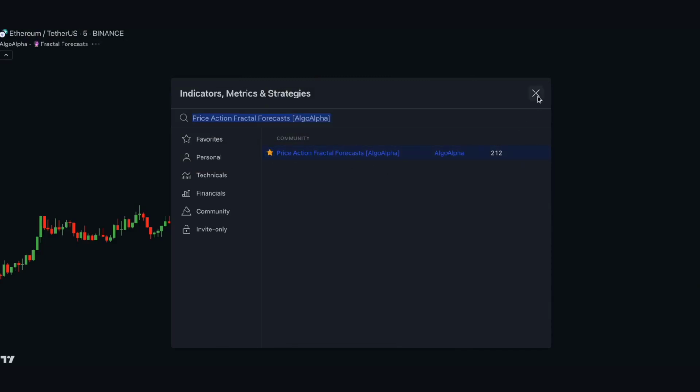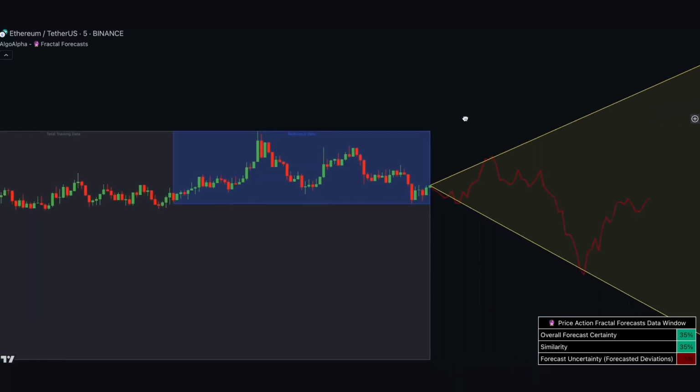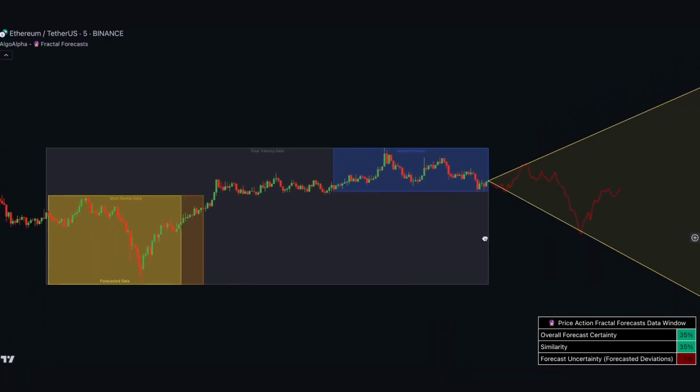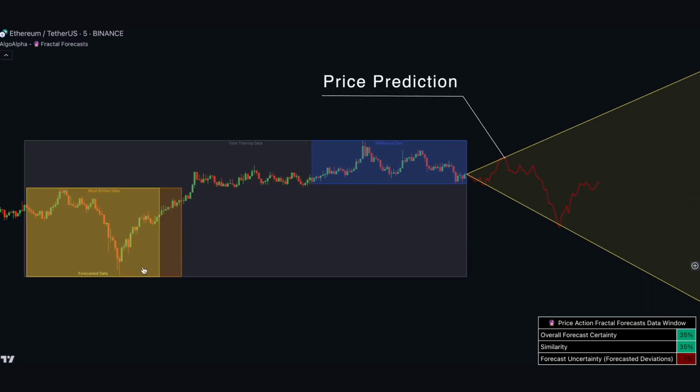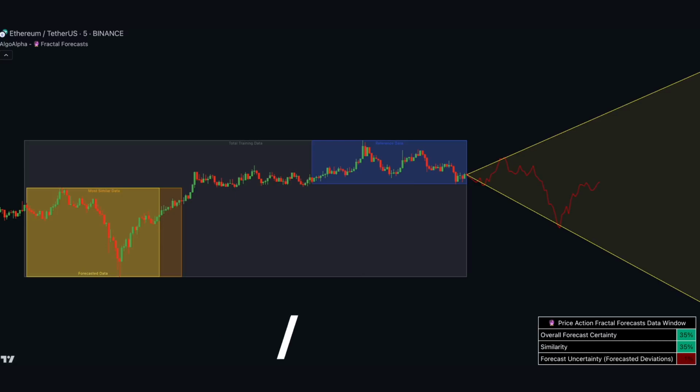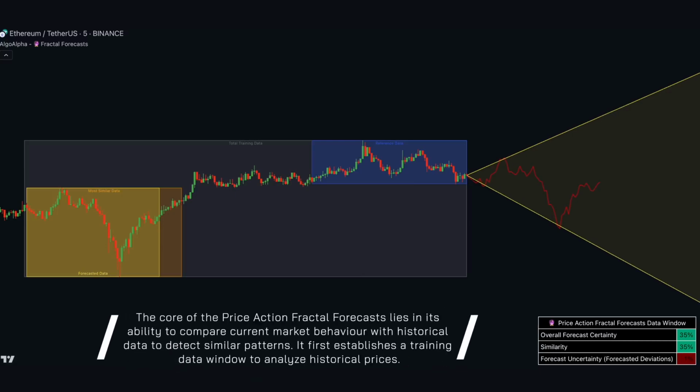Check out how futuristic this indicator looks. This innovative tool utilizes the mesmerizing complexity of fractals to predict future price movements, offering you a unique edge in the market. By analyzing historical price action and identifying repeating patterns, this tool forecasts future price trends, providing visually engaging and actionable insights. The core of the Price Action Fractal Forecasts lies in its ability to compare current market behavior with historical data to detect similar patterns.